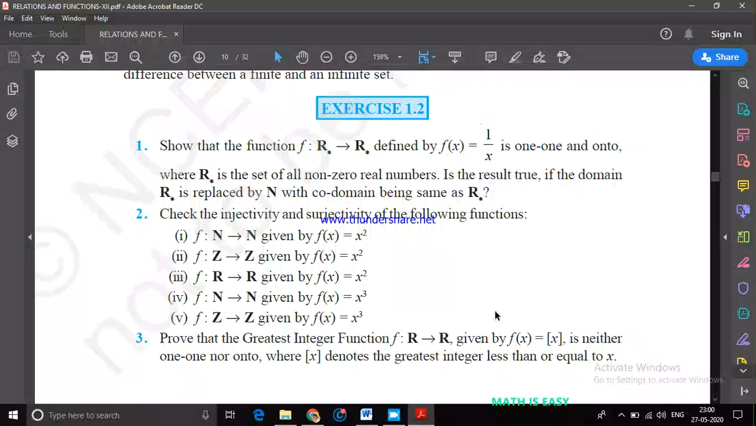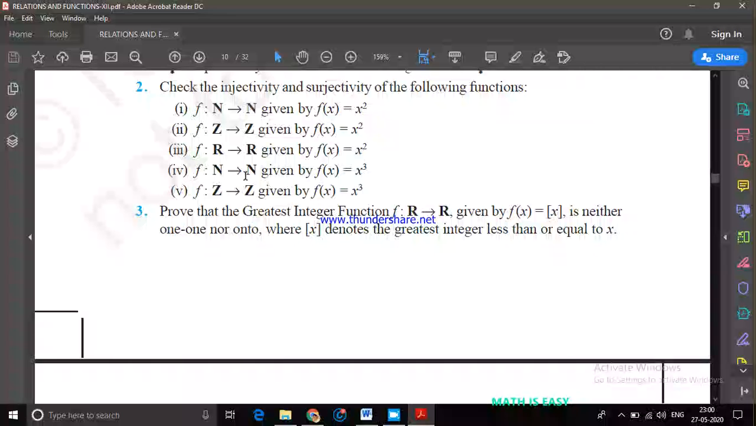So like this, here they have given f is defined from natural numbers to natural numbers by f of x equals x cube. So whatever natural number you take from here, 1 cube is 1, 2 cube is 8, 3 cube is 27, 4 cube is 64, 5 cube is 125, 6 cube is 216. So like this, any natural number you take, the cube of that natural number is again a natural number. So hence it is a 1-1 function.